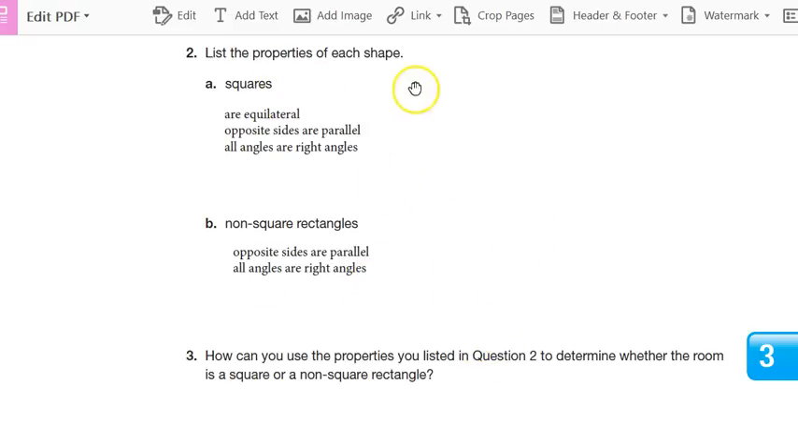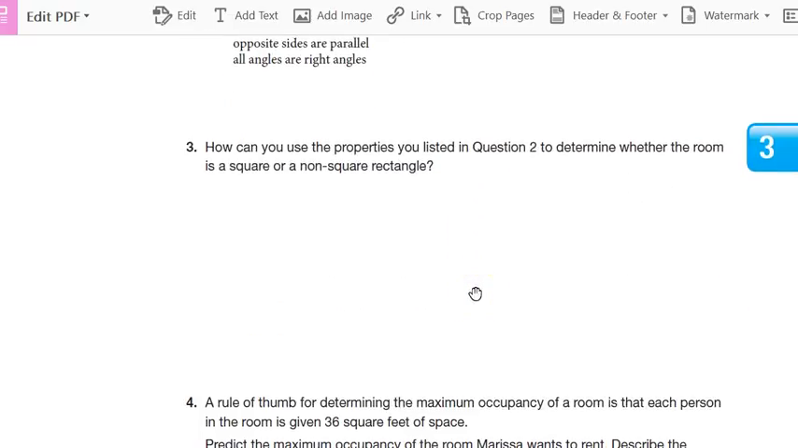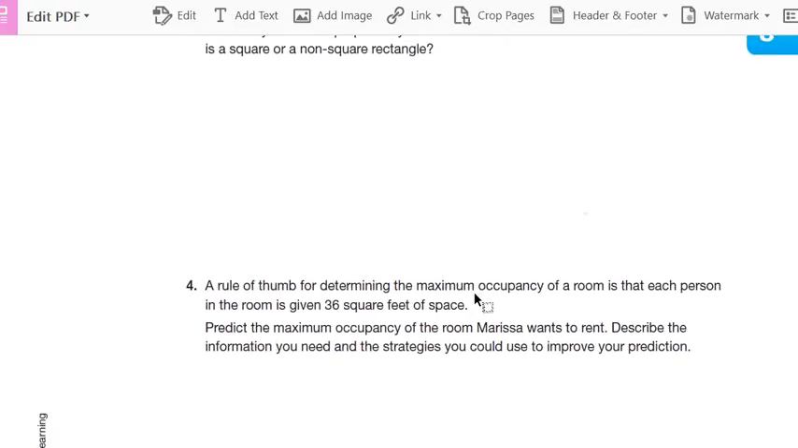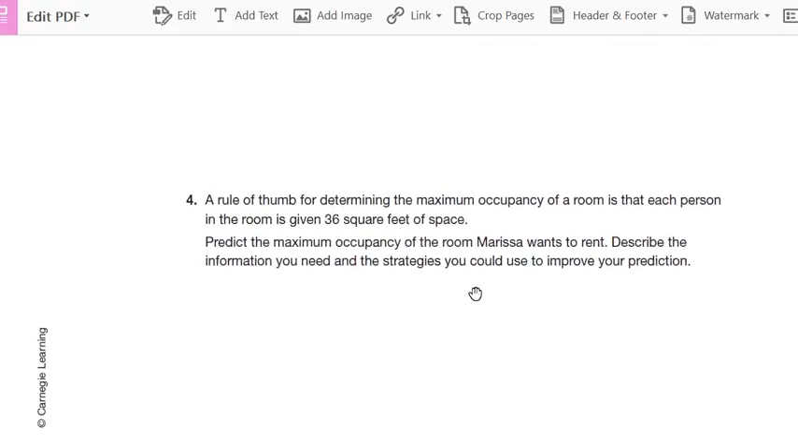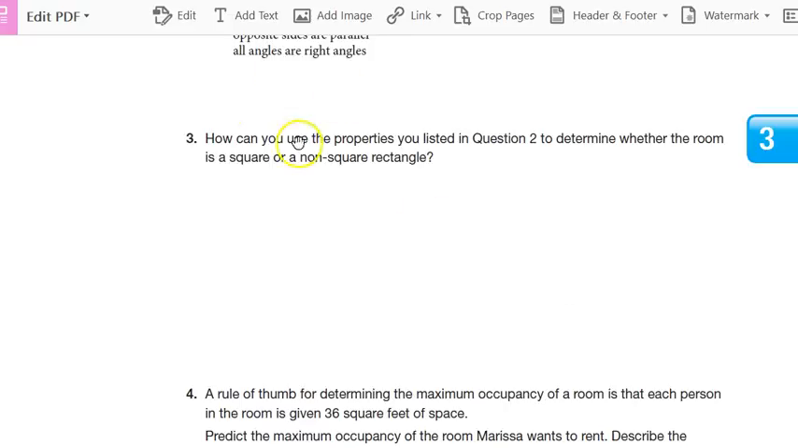So here you're just supposed to be listing the properties. You don't have to actually do any calculations. Here it says, how can you use the properties to determine? Well, you're going to have to calculate the lengths and you're going to have to calculate the slopes. That'll let you know if it's a square or if it's a non-square rectangle, okay?